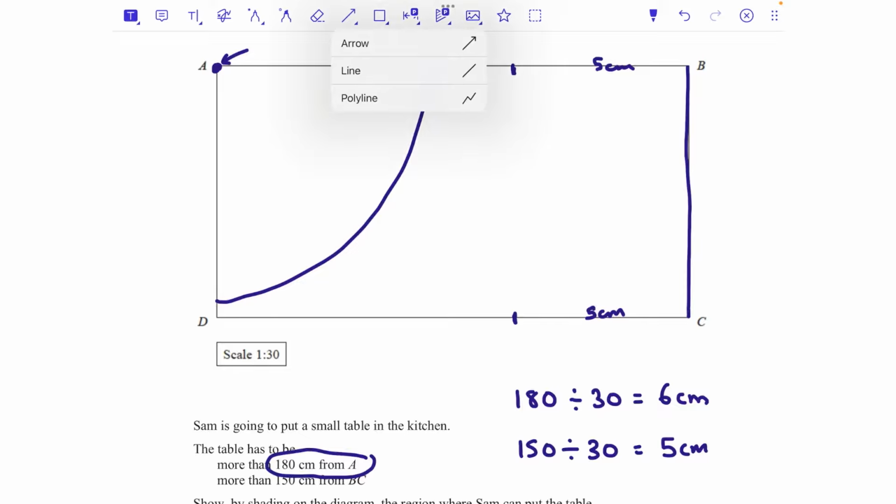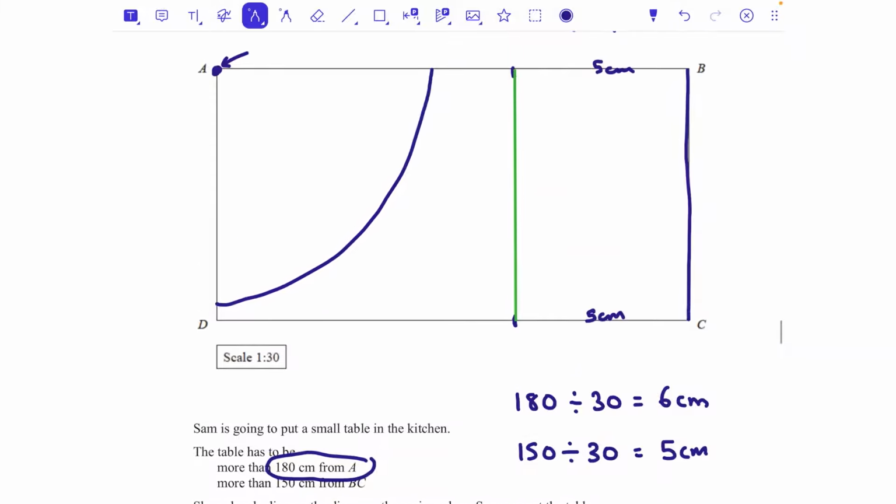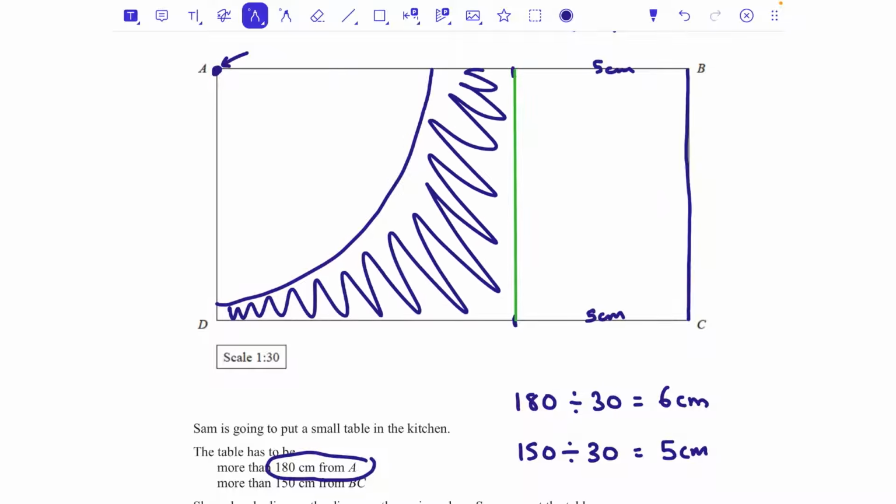Is that a ruler or is it an arrow? Let's see. Let's do a line and join it up like that. And then what it says is that it has to be more than 5 centimetres from BC. So we want it to be outside that green line and also more than 180 centimetres from A. And then show by shading the region where Sam can put the table. So Sam can put the table in this bit here, and that's more than enough from both places.